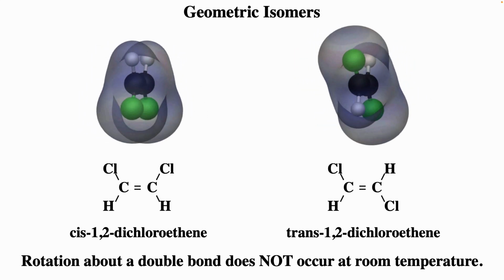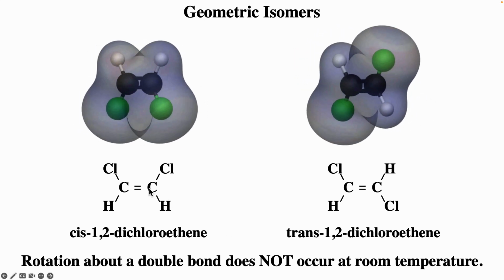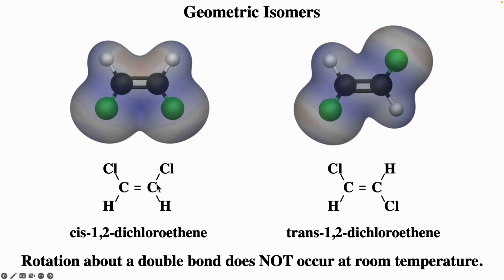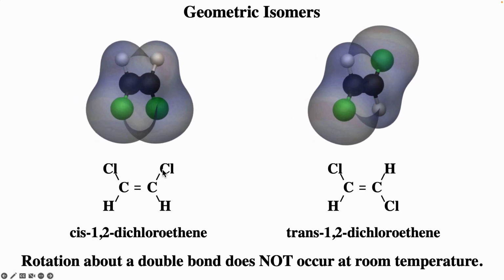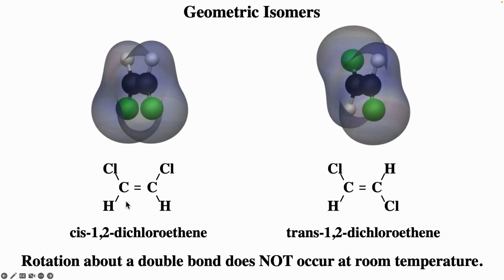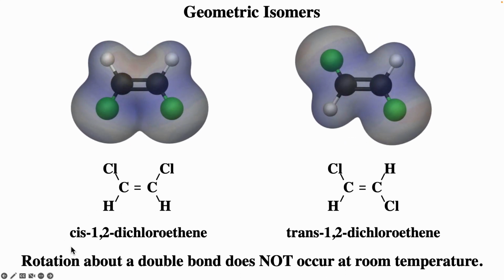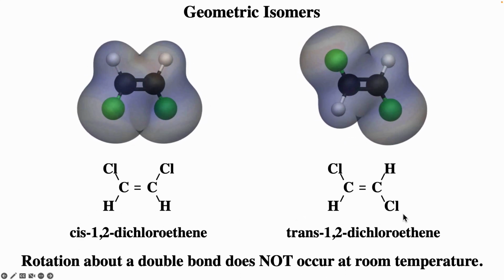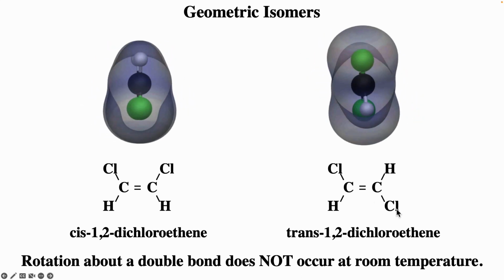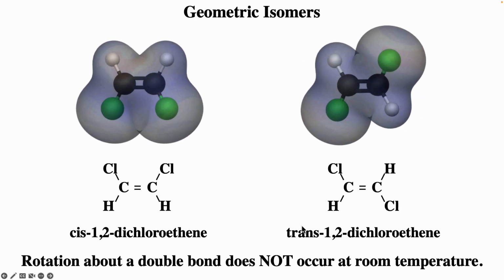Another example of geometric isomers, remember you can't rotate easily about a double bond. And so this molecule actually has 2 sides. And you have the 2 chlorines on one side, 2 hydrogens on the other side. That's why you have that cis in the name. And for this one, you have the chlorines on opposite sides. And that would be why you have a trans.